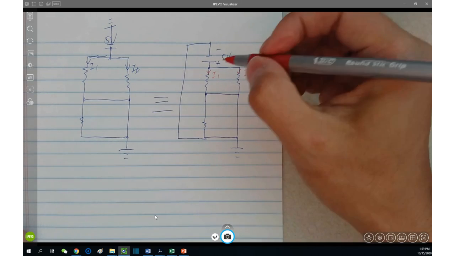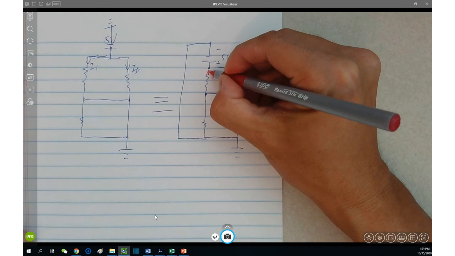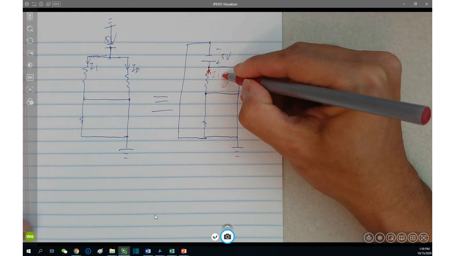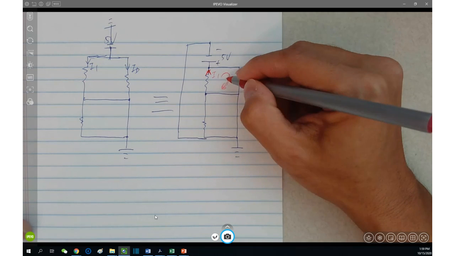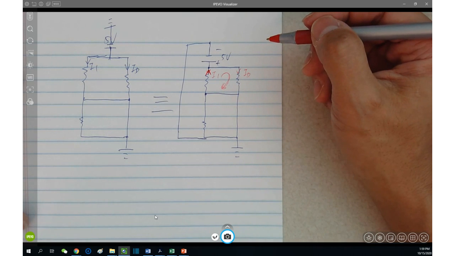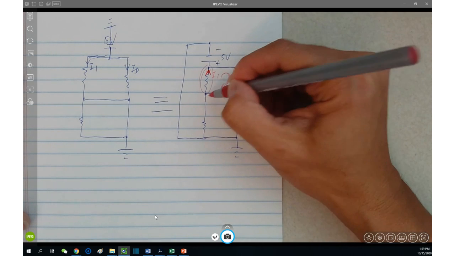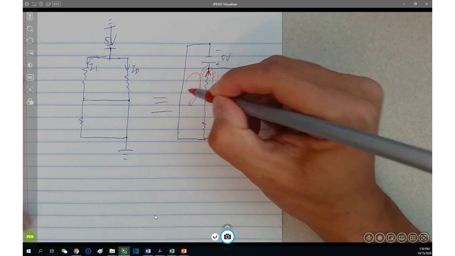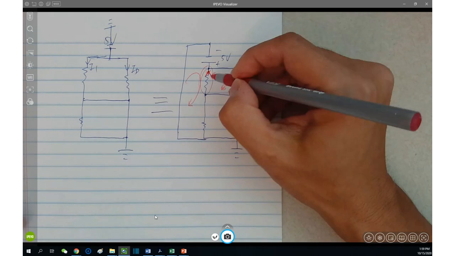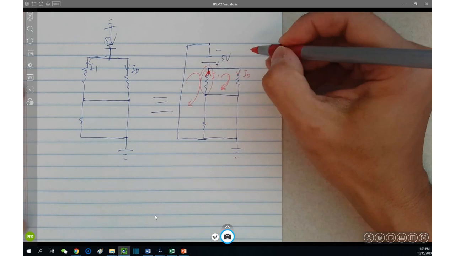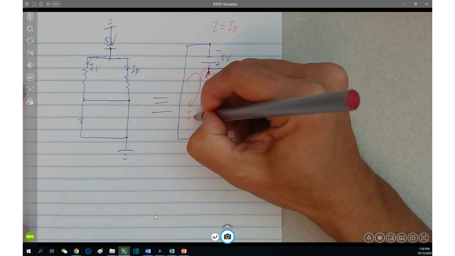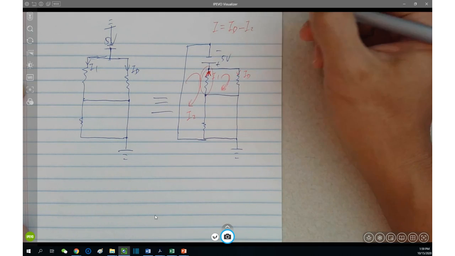Or if you are more comfortable, let me reverse the current direction. If you do the mesh in here, I1 equals ID, no way, right? Why is that? I1 here is affected by the mesh current here too. So the true current here equals what? I1 equals ID, if we call it I2, minus I2. Does it make sense?